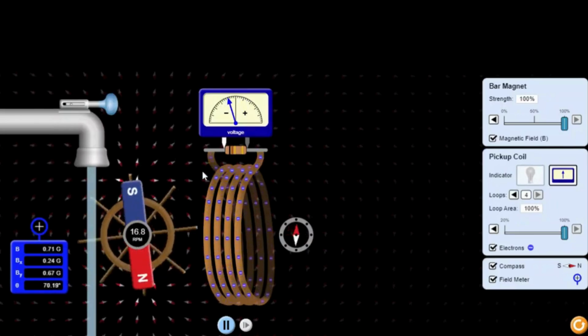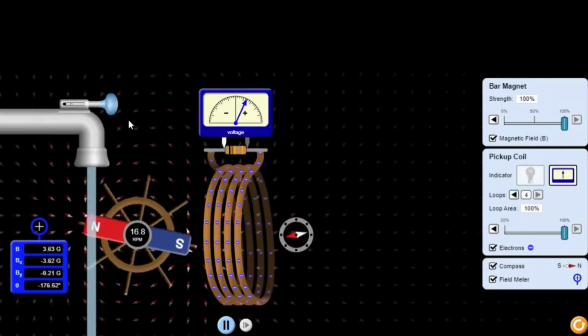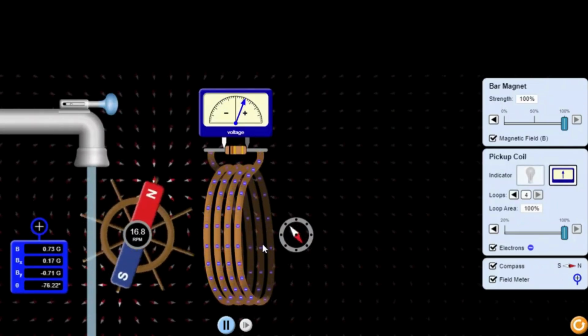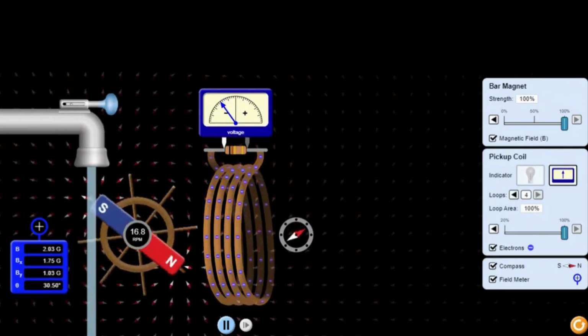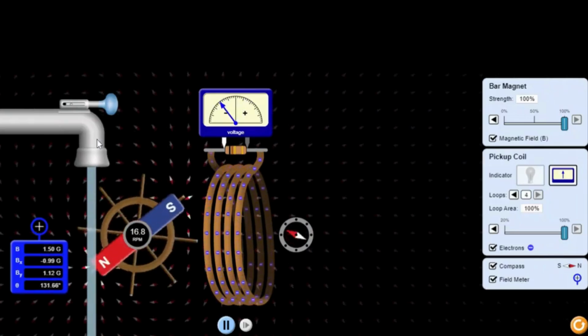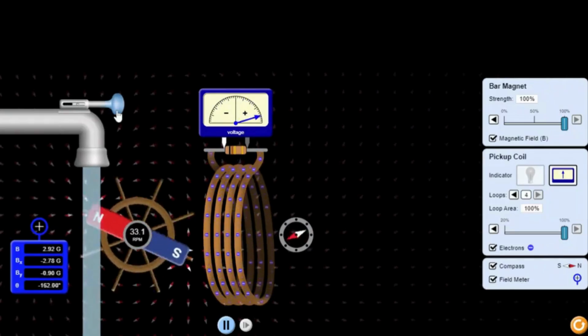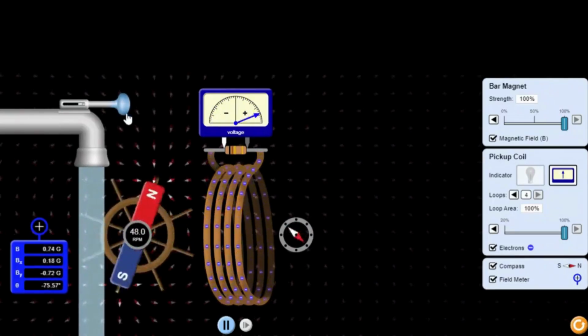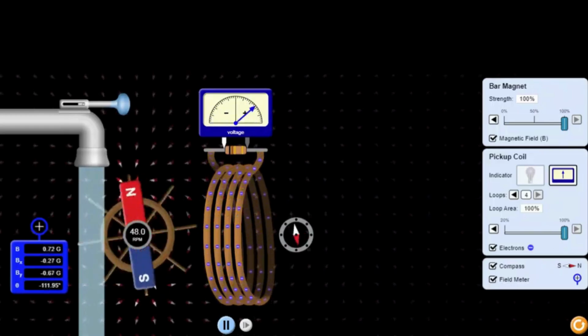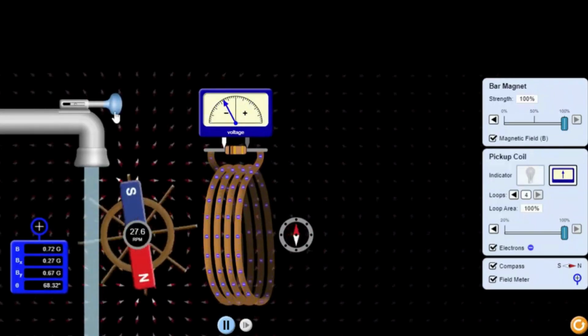5. Data collection and analysis. The simulation introduces students to the process of data collection and analysis. By observing the readings on the voltmeter and the brightness of the light bulb, students can collect data on the induced current and analyze the relationship between the magnet's movement and the strength of the current.